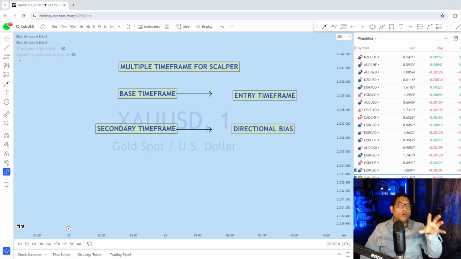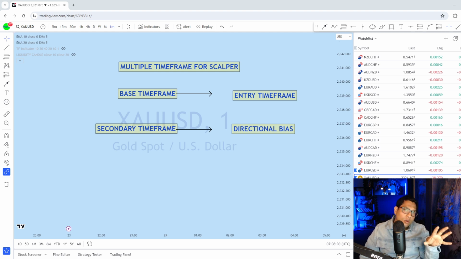Now if we consider the example on the 1 minute chart, if we are scalping on 1 minute, then this 1 minute time frame will be our entry time frame, where we will be finding the candlestick pattern or the liquidity candle to find an entry. And the other time frame that we will be considering is the secondary time frame, which is the directional bias.